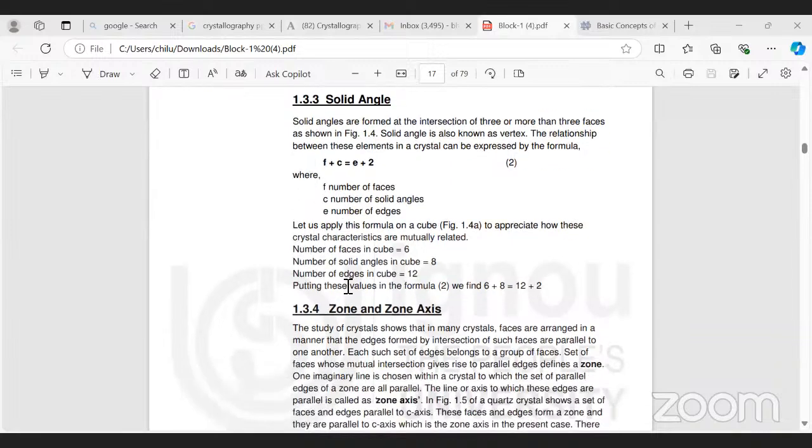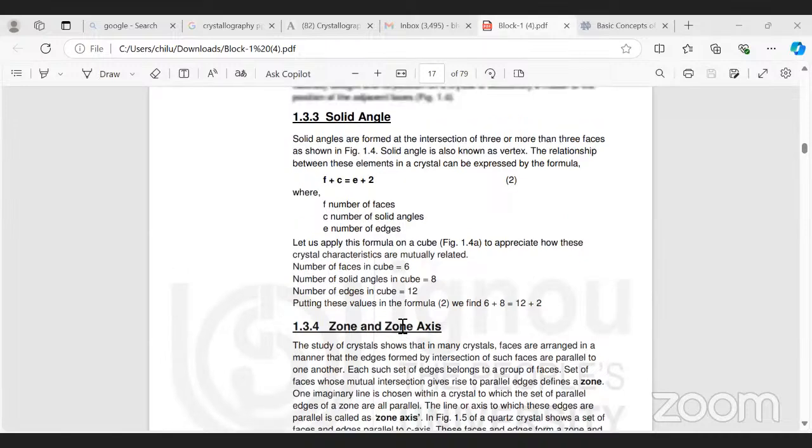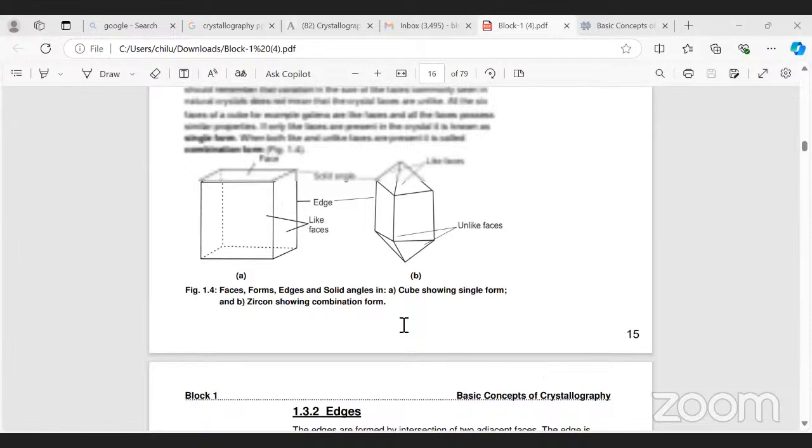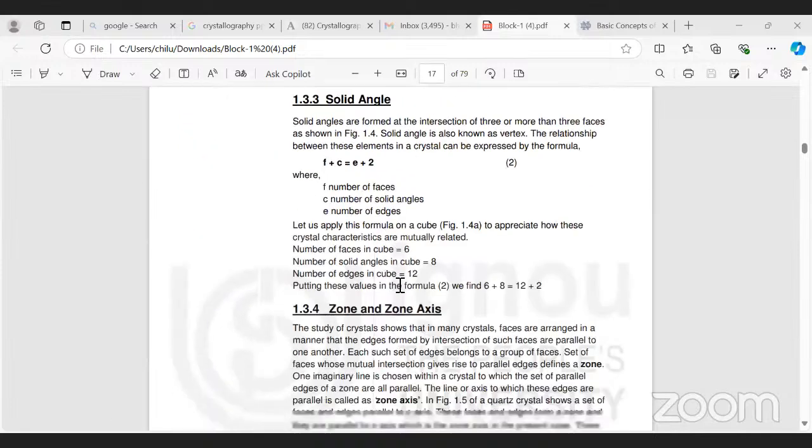And later, the number of edges you see here. What is an edge? This is one edge. 2, 3, 4, 5, 6, 7, 8, 9, 10, 11, 12. 12 edges are created. So now we see that the number of edges is 12.